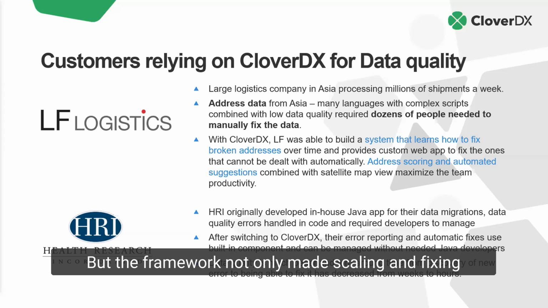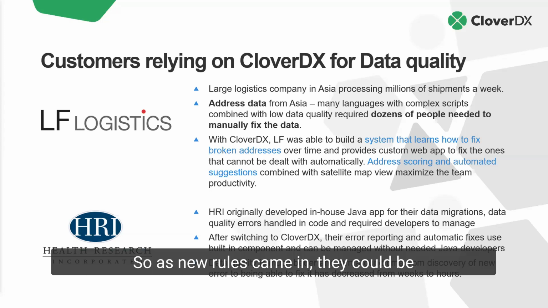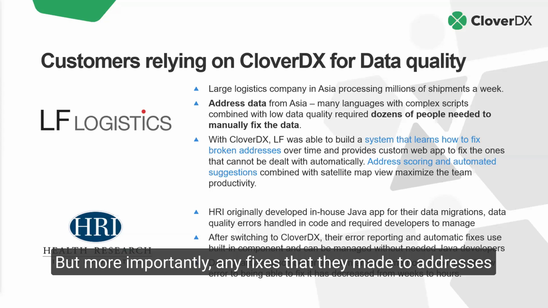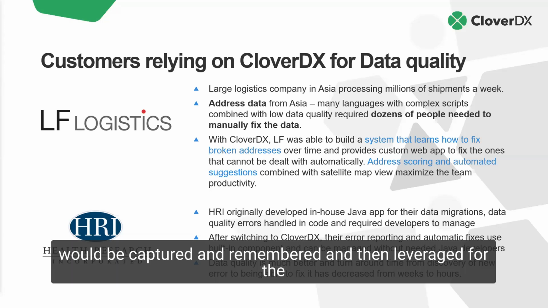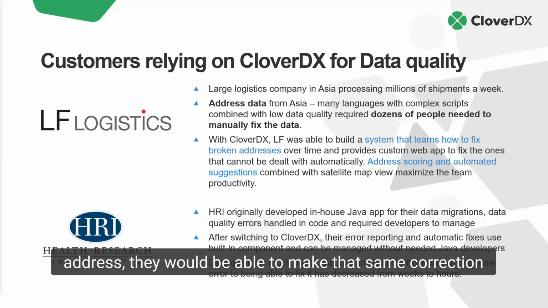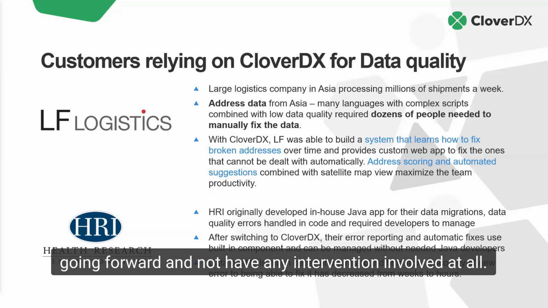But the framework not only made scaling and fixing those issues better, but also improved over time. So as new rules came in, they could be added quickly and done so without development help. But more importantly, any fixes that they made to addresses would be captured and remembered and then leveraged for the next time the same address is seen again. So that way, if they made a correction to one address, they would be able to make that same correction going forward and not have any intervention involved at all.